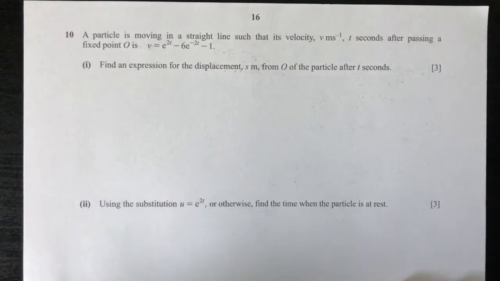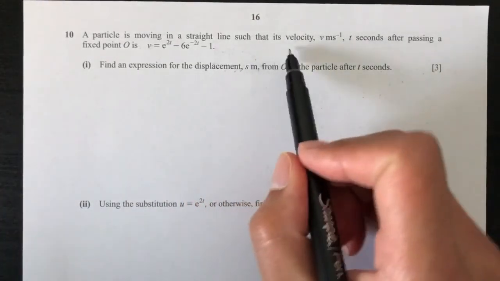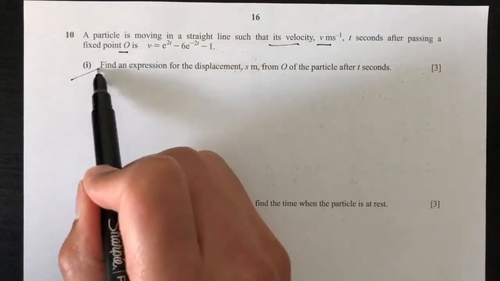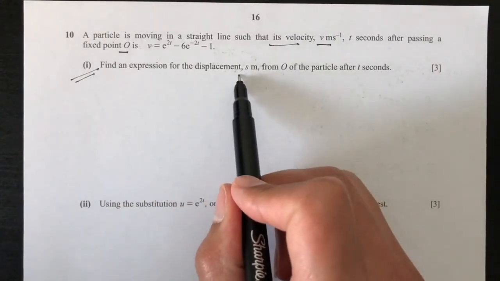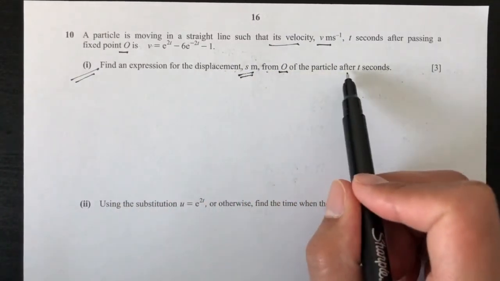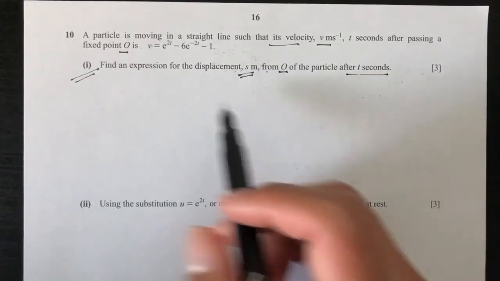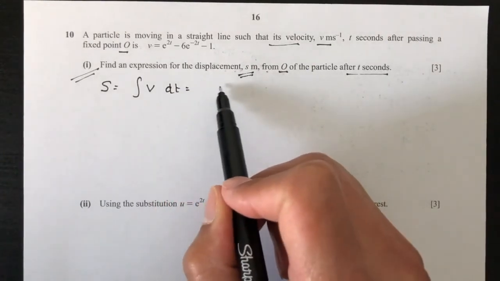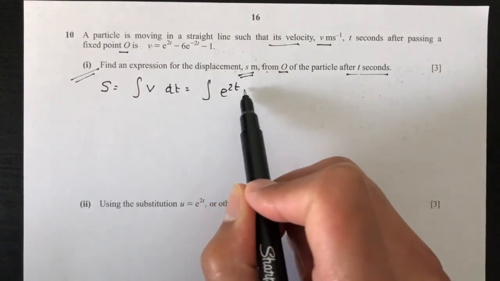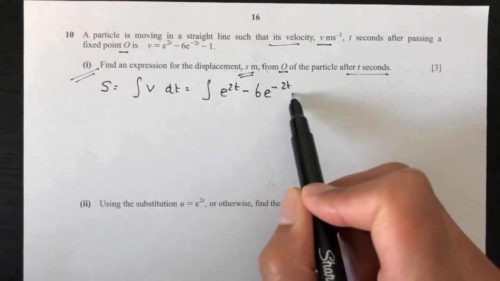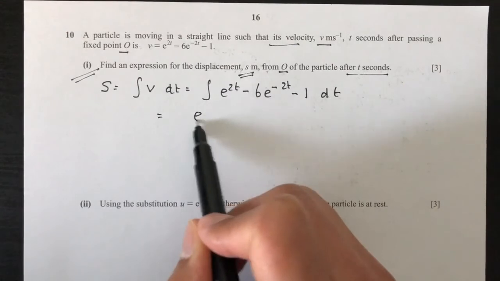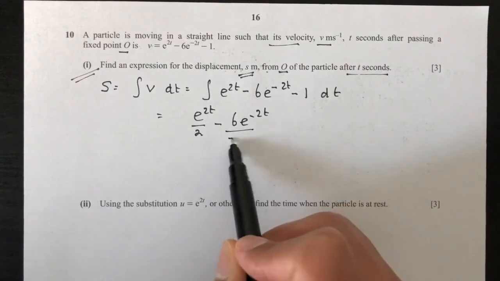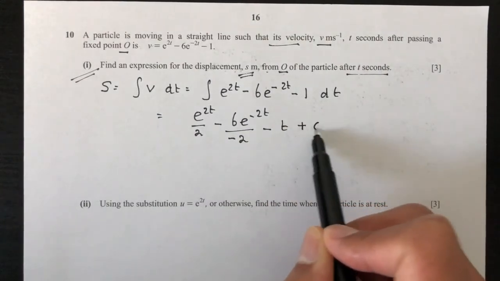Question number 10. So a particle is moving in a straight line such that its velocity v, passing through a fixed point O, is given by this equation. So part 1, find the expression for its displacement from the point O after t seconds. So pretty easy. To find s, we have to integrate v by dt. That will be the integration of e^2t minus 6e^(-2t) minus 1 dt. That is e^2t divided by 2 minus 6e^(-2t) divided by minus 2 and minus t plus c.